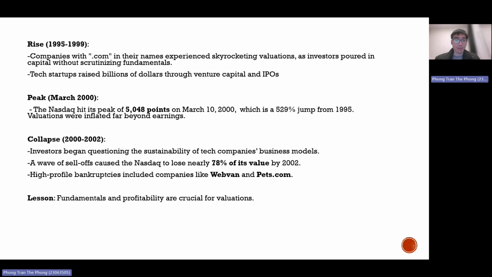So a wave of sell-offs caused the Nasdaq to lose 78% of its value by 2002, and high-profile bankruptcies included companies like Webvan and Pets.com, the biggest bankruptcy losses during this period.